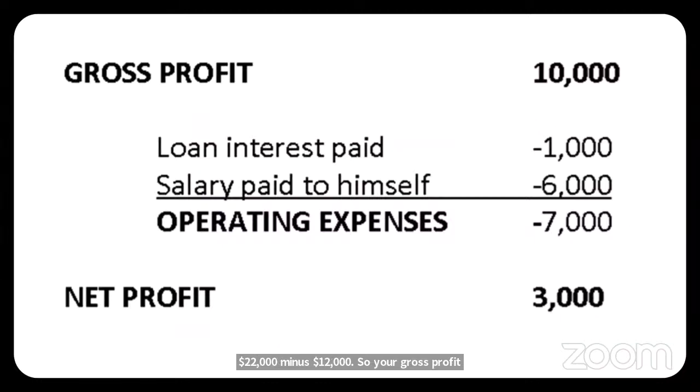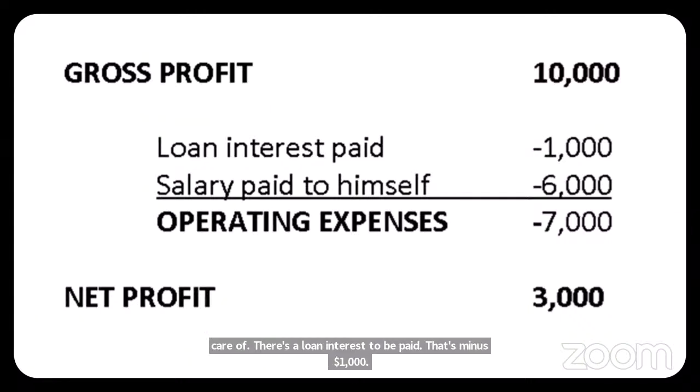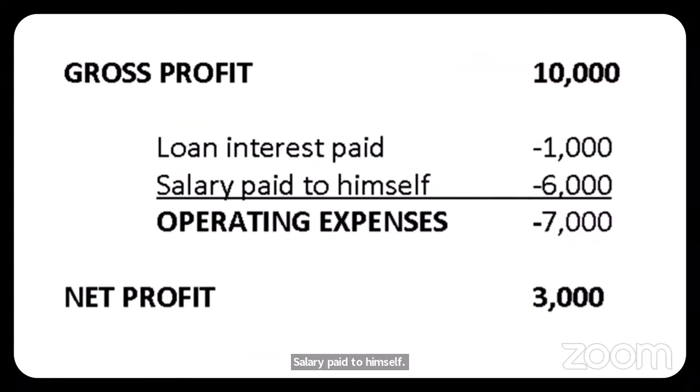But there are a few more things that we need to take care of. There's a loan interest to be paid. That's minus $1,000. Salary paid to himself, that's $6,000. So your operating expenses was $7,000. So your net profit is $3,000.